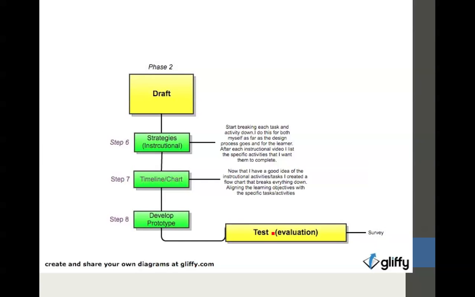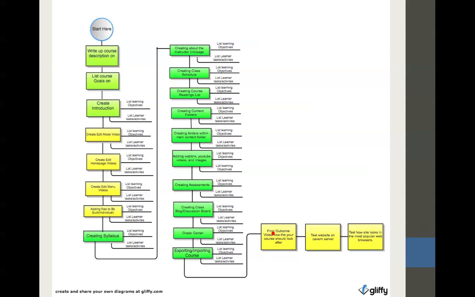Step 7, timeline chart. Now in this step, I create a chart aligning each of the task activities that I distinguished in step 6 with the learning objectives for that particular video or piece of instruction. So I have a little chart here. Now this is a chart I did for myself, the instructional designer.